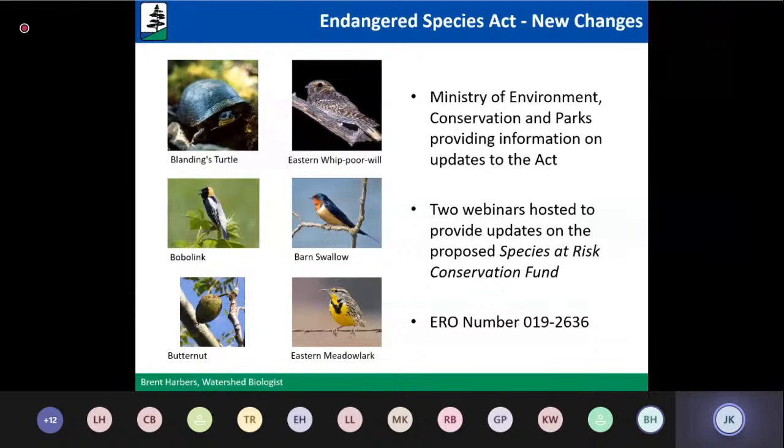Okay, so the Endangered Species Act, recently there were some regulatory changes proposed on the Environmental Registry of Ontario for this act.